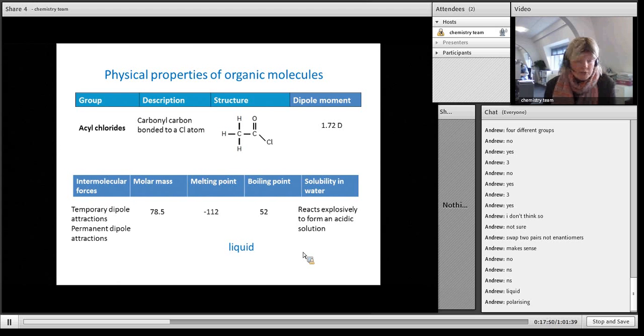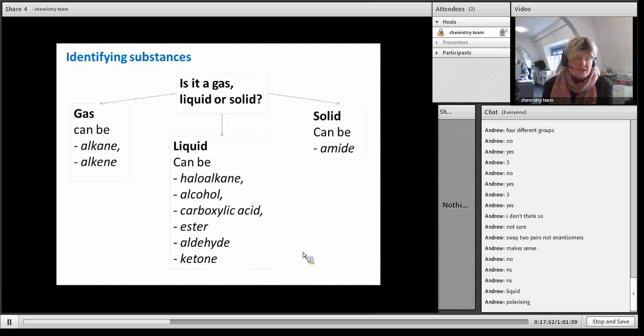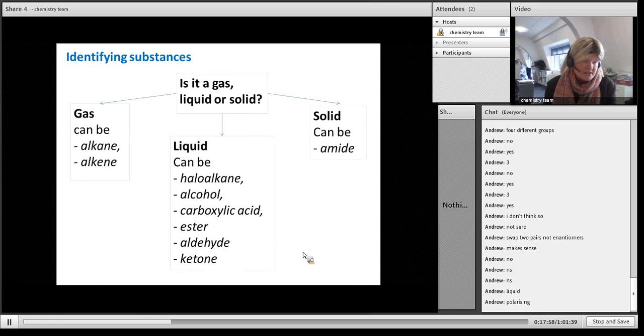So if we were trying to identify a substance, they could say, here you're given 4 unknown substances. They could be this, this, this, and this. Draw up a plan to work out what they are. Then what you can first look at is, are they gases, liquids, or solids? So if it's a solid, it's an amide. Unless you get given a really big molecule, which is highly unlikely.